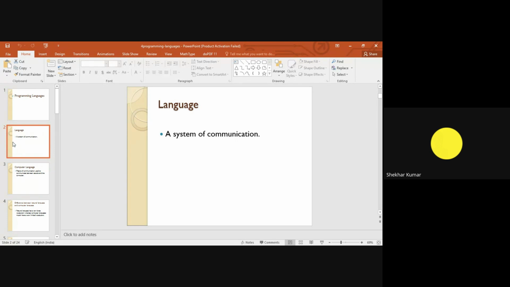So these set of rules or instructions are used to perform some task. To control the computer system using these set of rules, or you can say these set of grammatical rules, that is known as a programming language.